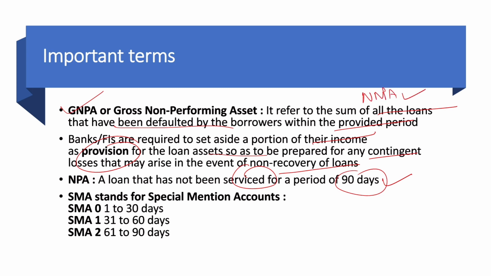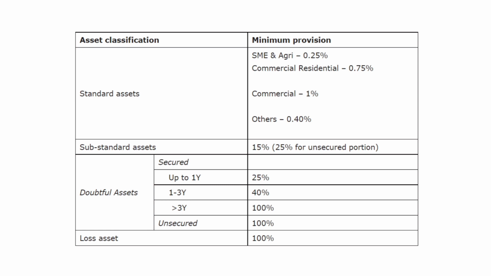So remember this. Another important point to be mentioned is the SMA or the special mention account. Any loan account is classified into SMA 0 if it is not serviced for a period of 1 to 30 days. Likewise, if it is not serviced for a period of 31 to 60 days, it is classified as SMA 1. And for a period of 61 to 90 days, then SMA 2. This table here gives the provisioning norms. You can have a look at it.